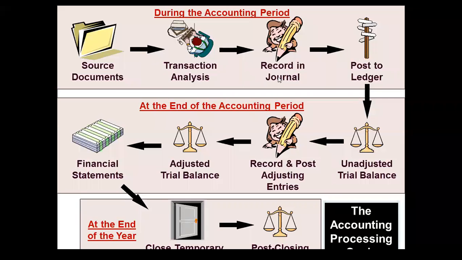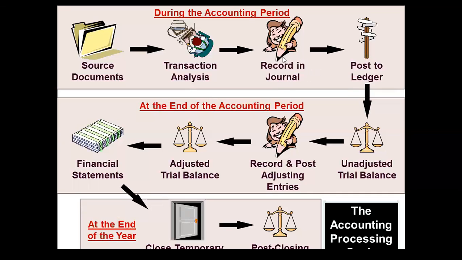The journal is just a chronological listing of all of our transactions as they occur. So chronological as they occur. We then transfer the information from the journal to the ledger, and that process is called posting. The ledger is a summary of all of the transactions from the journal. Remember, the journal was chronological. The ledger is organized by different accounts.